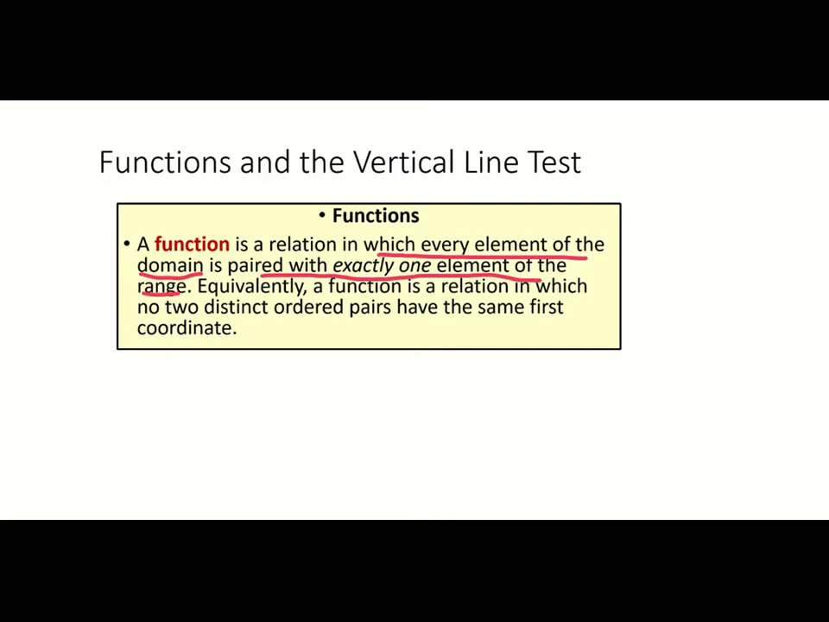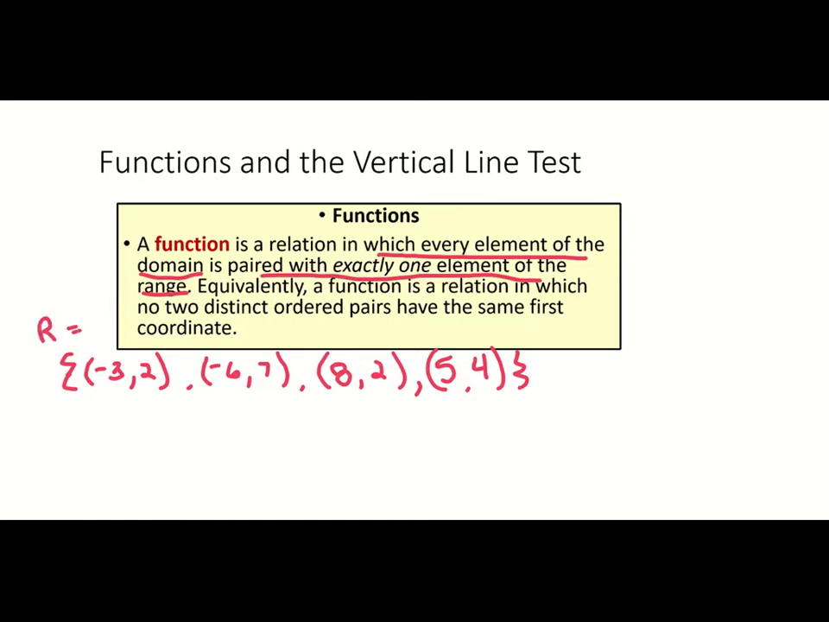So if I made up a set of ordered pairs, so I'm going to make up a relation. Let's do (-3, 2), (-6, 7), (8, 2), and (5, 4). All right, so that is a relation that I made up. Now, the question you might see is: is this relation a function?